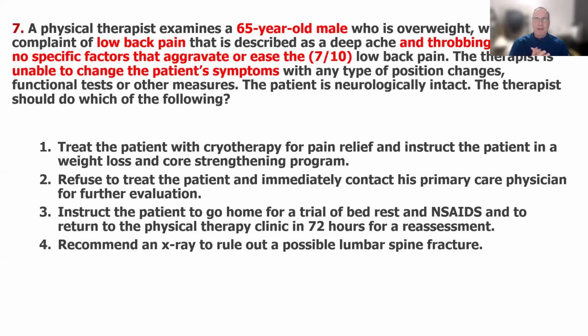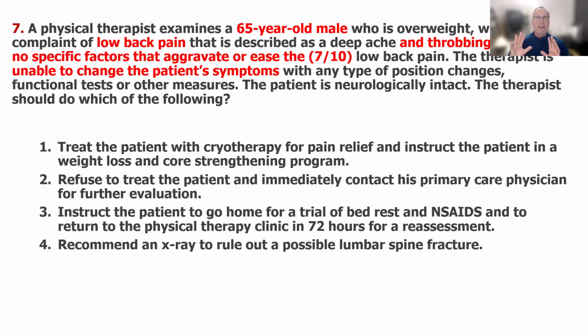And so we got some of the things here that would make us think that. Number one is a 65-year-old male, as we're going to see coming up in a slide. That's a risk factor. A throbbing descriptor: their pain is described as throbbing or pulsating. We tend to think that is going to be a vascular origin. There are no specific factors that aggravate or ease the patient's low back pain.